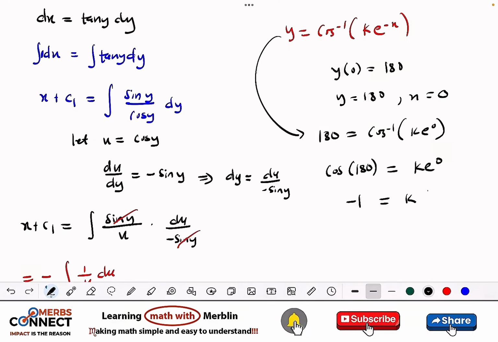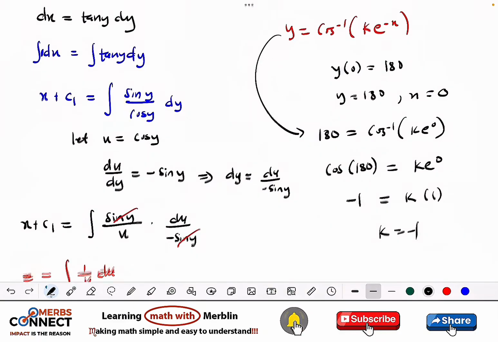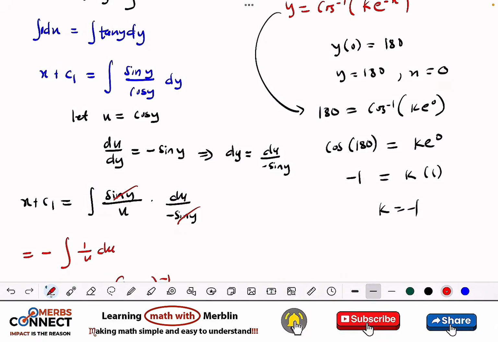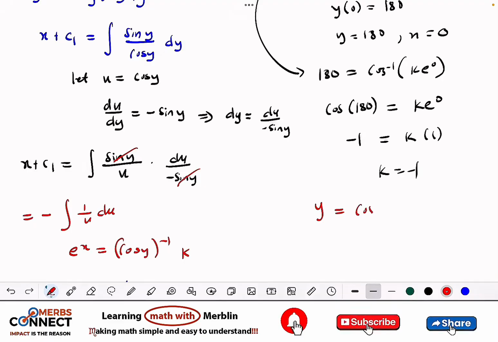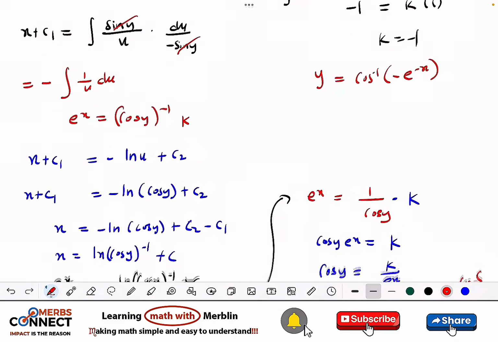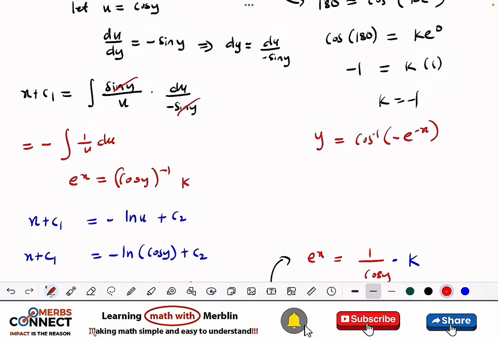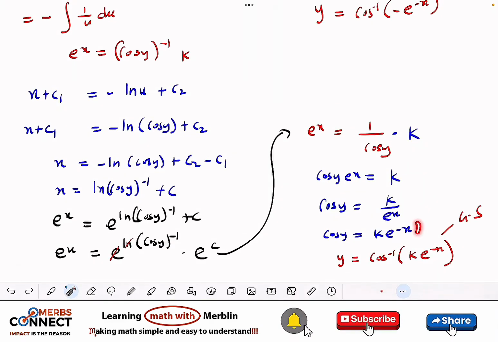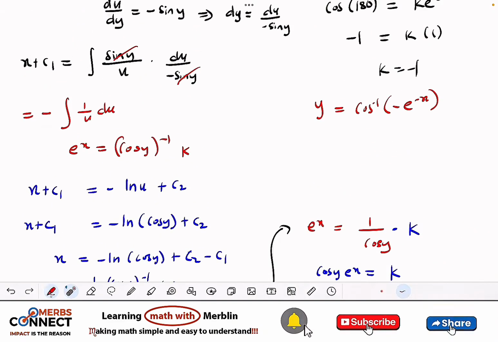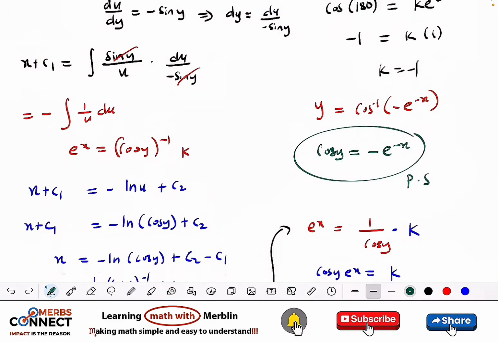So it means that k times 1 and k will be equal to minus 1. So since k is minus 1, we are going to have y equal to cos inverse of minus 1 or minus e to the power minus x. So I just plug in k, which is a minus inside this. Or we can even just leave it in this form, so that we can just have something like cos y is equal to minus e to the power minus x. And this will be the particular solution.